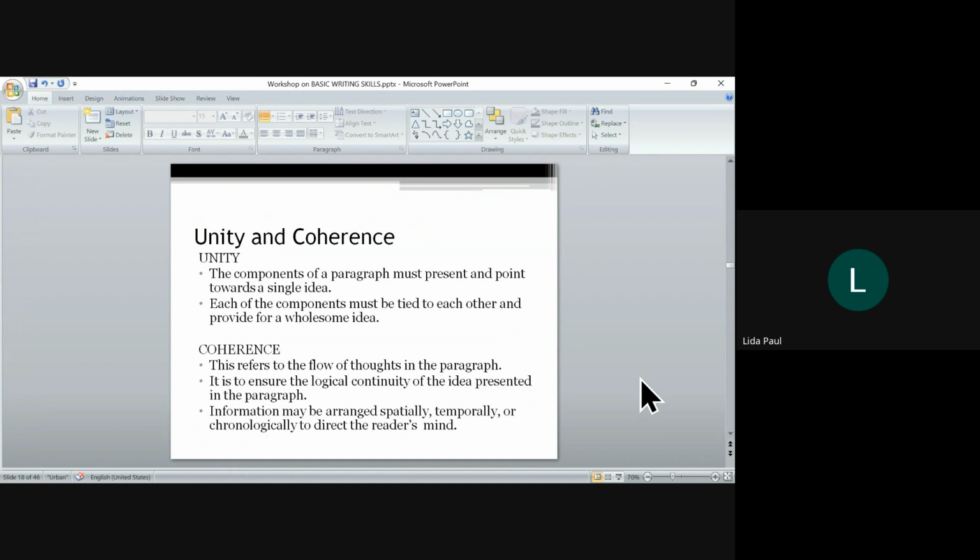So you cannot randomly arrange your sentences together and say that, oh, okay, I have a paragraph here, right? Even if all the sentences are unified and talking about the main idea, their ordering or arrangement or organization should be in such a way that there is a logical continuity. There's a smooth flow from one sentence to the next.